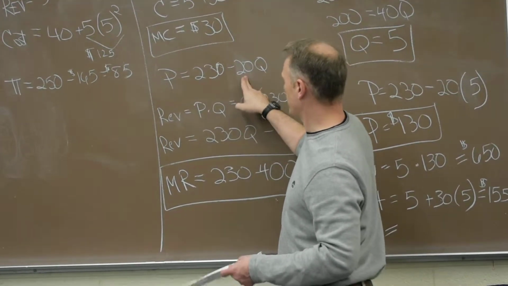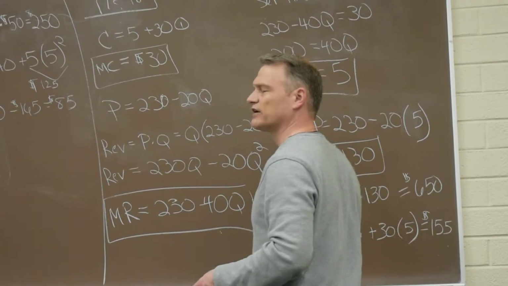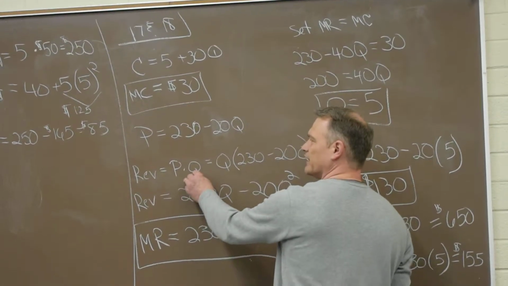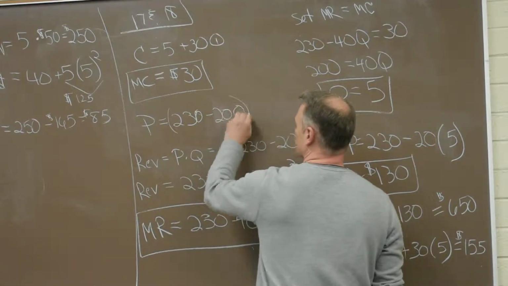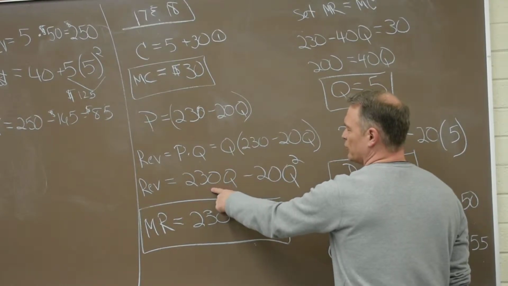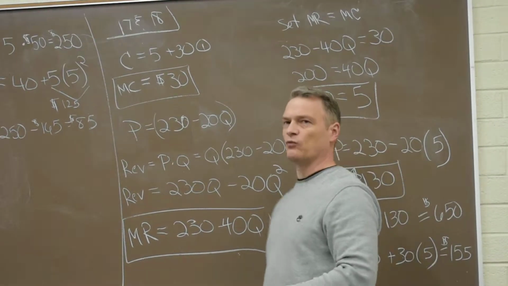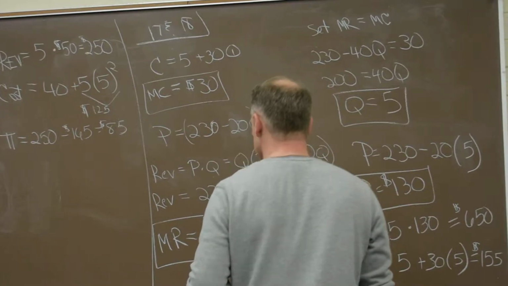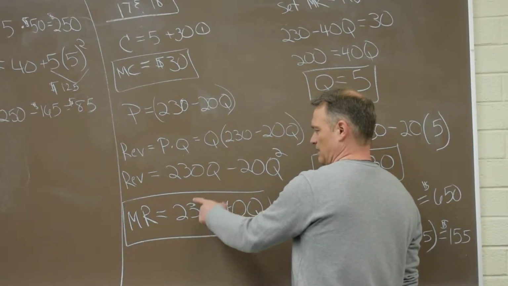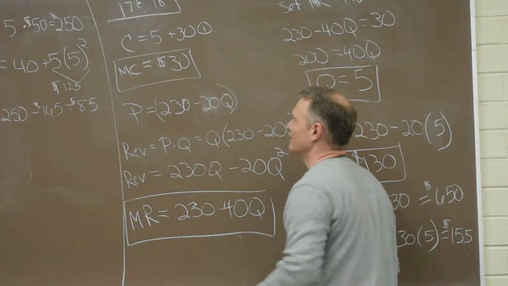Their price function is 230 minus 20q. Is that right? Yes. Okay. So to convert from a demand function to revenue, revenue is price times quantity. So I'm going to multiply this whole thing by quantity. And when I distribute that out, I get 230q minus 20q squared. And then when I take the derivative of that, I get 230 minus 40q.